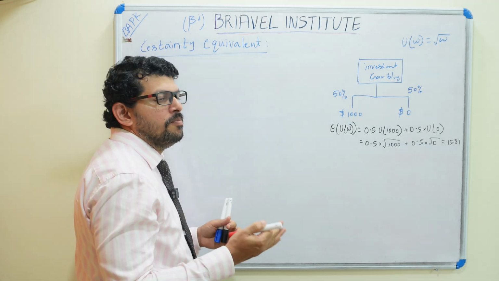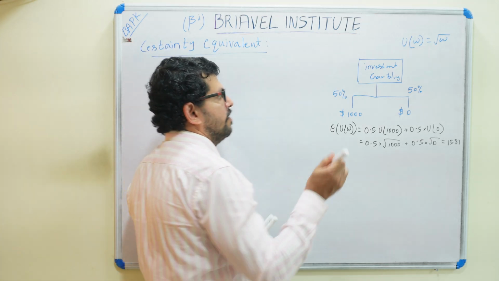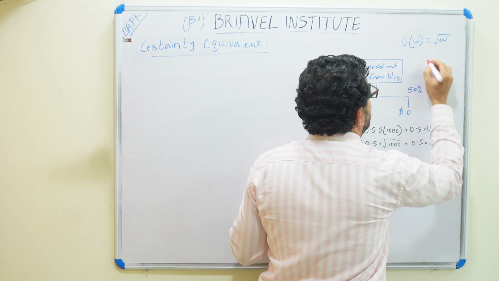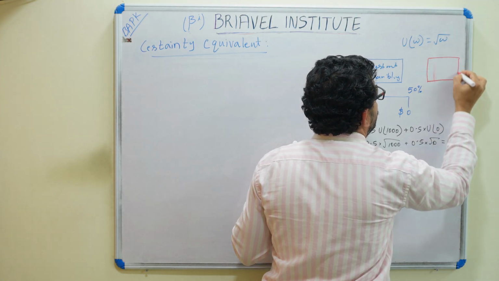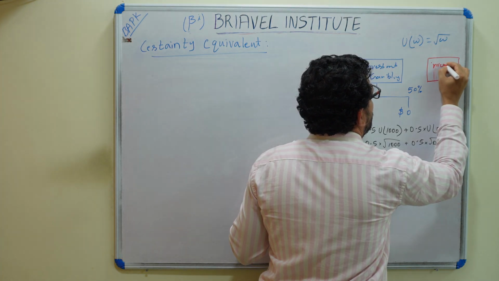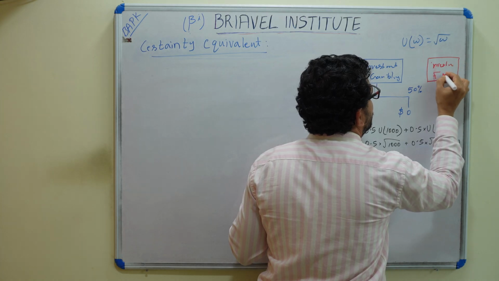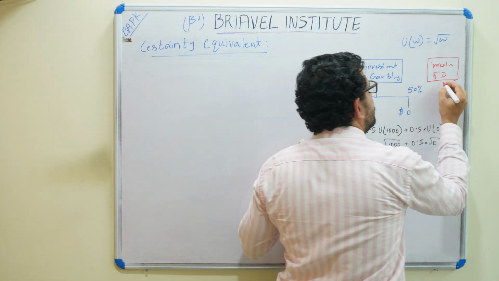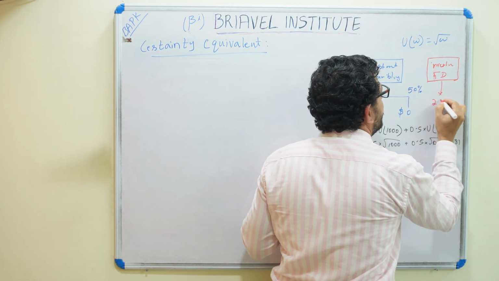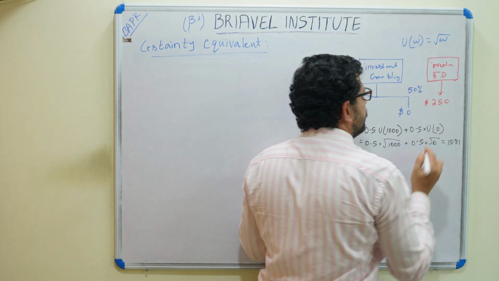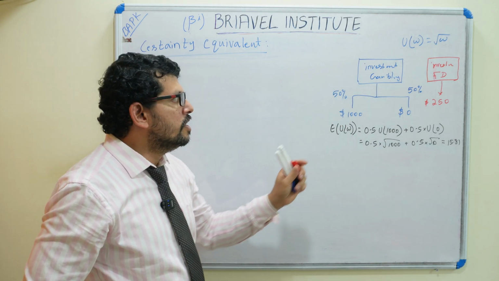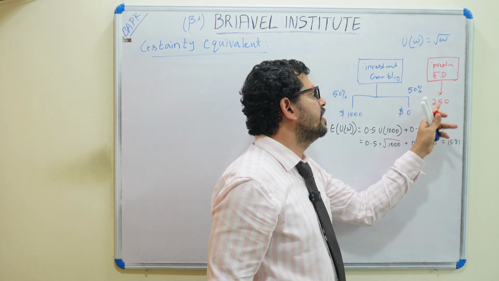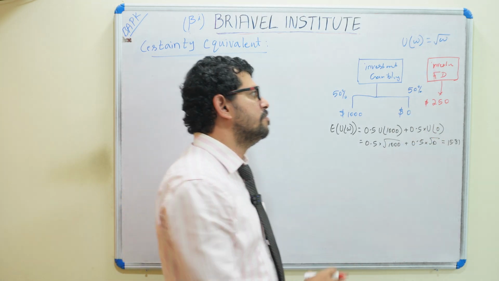Now I have one more option. This is my other investment, maybe in a fixed deposit or guaranteed deposit. I invested some amount and I received $250. So in this investment, I will get $250. This is a guaranteed amount.